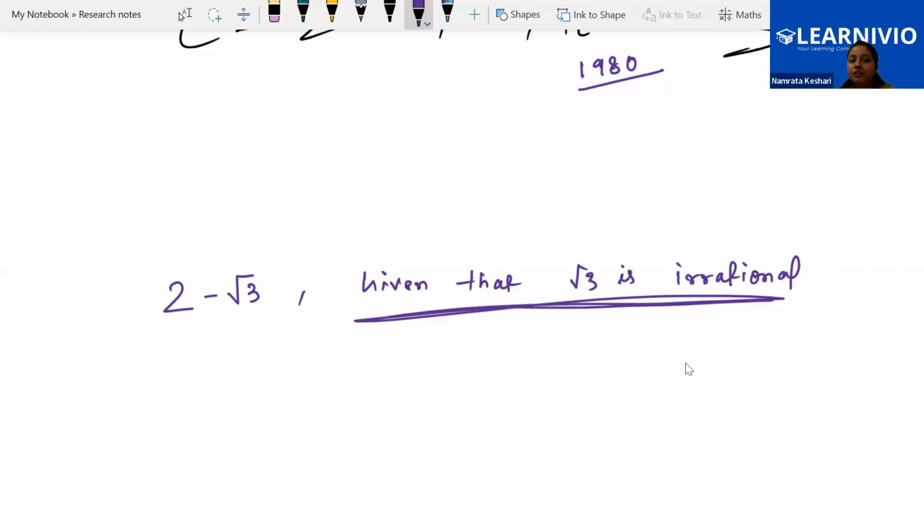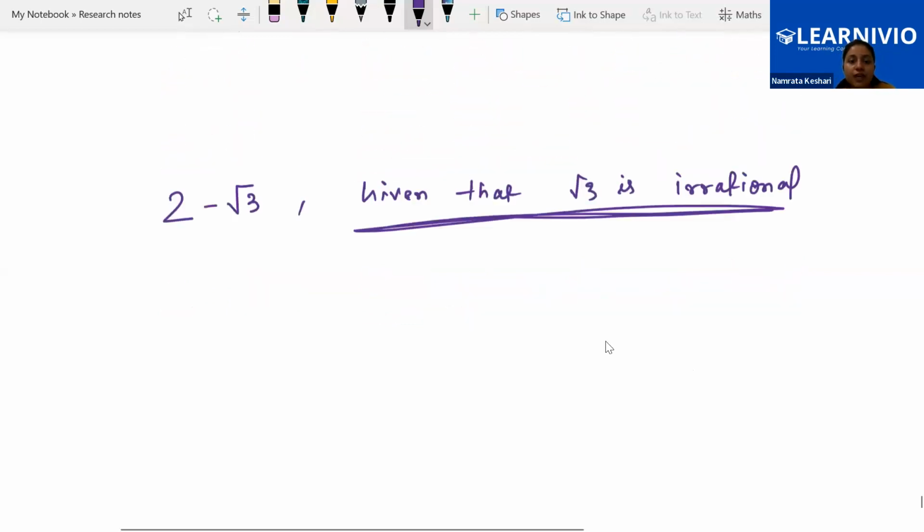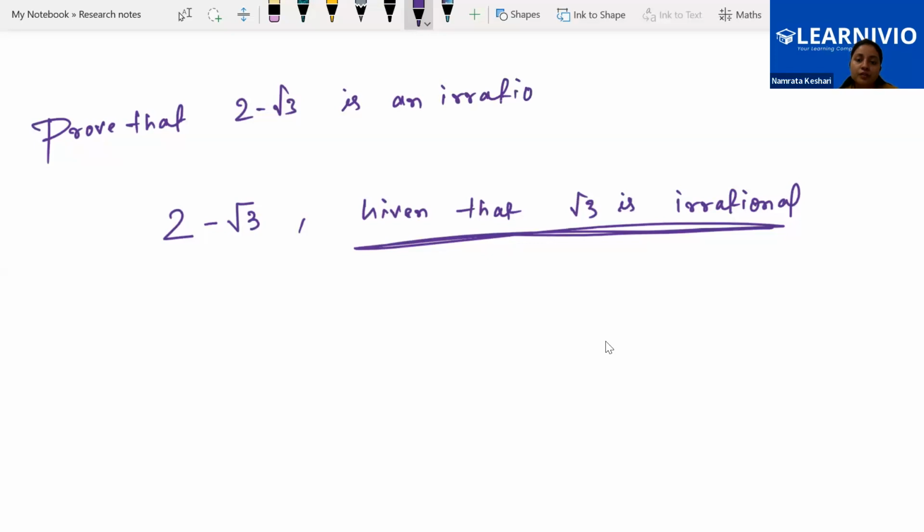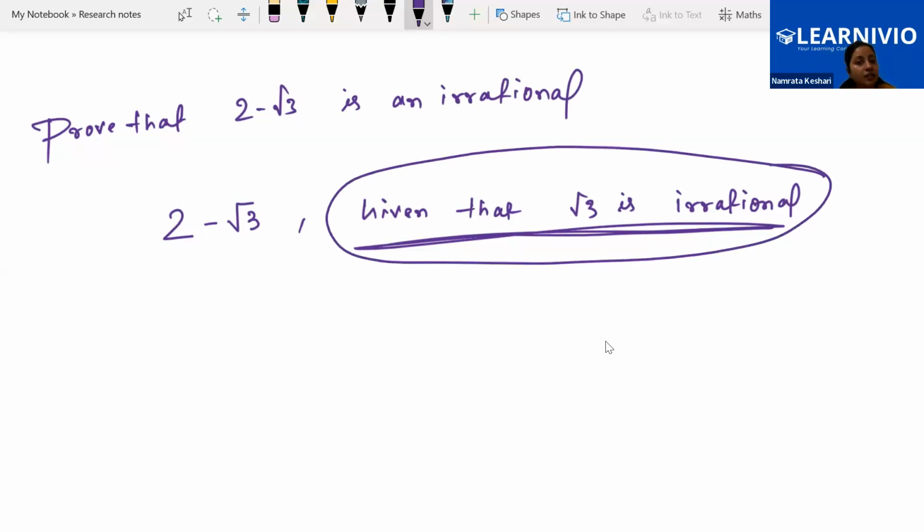How we will be proving it? Very simple. The proof will be very simple. Here the question will be like this. Prove that 2 minus root 3 is an irrational number. Okay. Given that root 3 is irrational, even if this circled part is given in the question or not given, doesn't matter. We have to assume it. We have to take it in consideration that we know that root 3 is irrational.